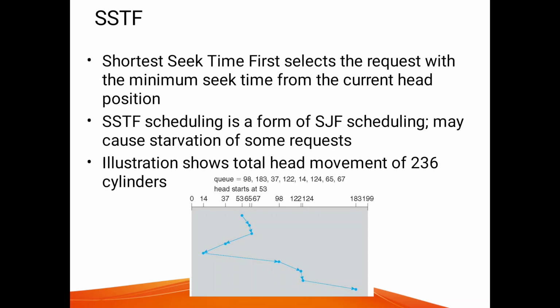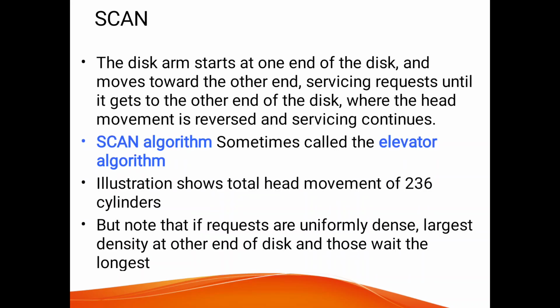In SSTF, shortest seek time first, we select the request with the minimum seek time from the current head position. It is a form of SJF scheduling and may cause starvation of some requests. The illustration shows the total head movement of 236 cylinders.